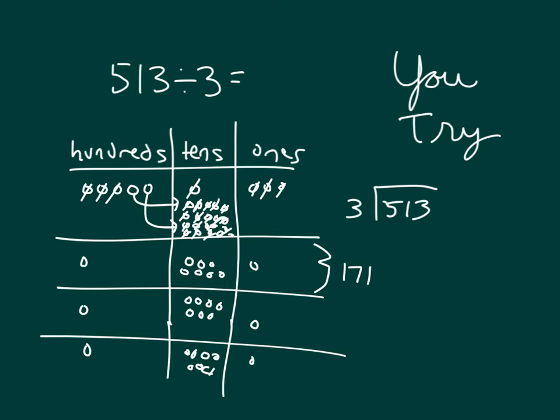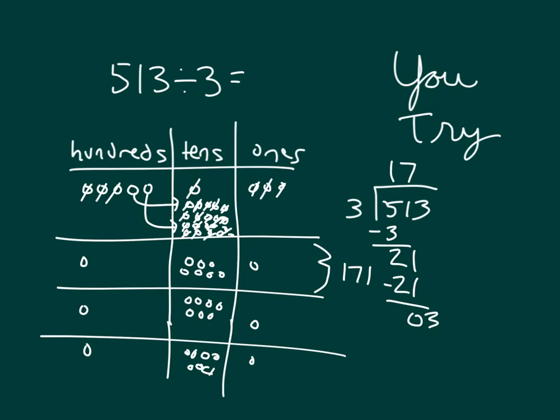Showing our long division, we'll start with the 500s. 500s divided by 3 is 1. 1 times the 3 is 3. 5 minus the 3 is the 2. We bring down the 1 so that we have 21 tens, and we're dividing 21 tens by 3. We get 7. So we write a 7 for our answer there, and for our quotient, we go 7 times 3, which is 21, 21 minus 21, which is 0, and we bring down the 3.